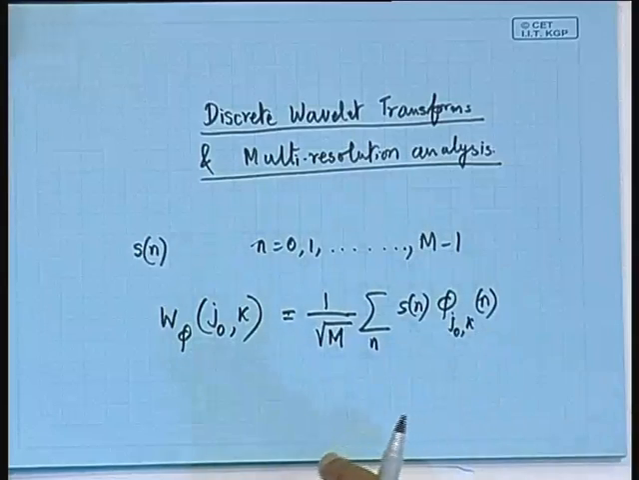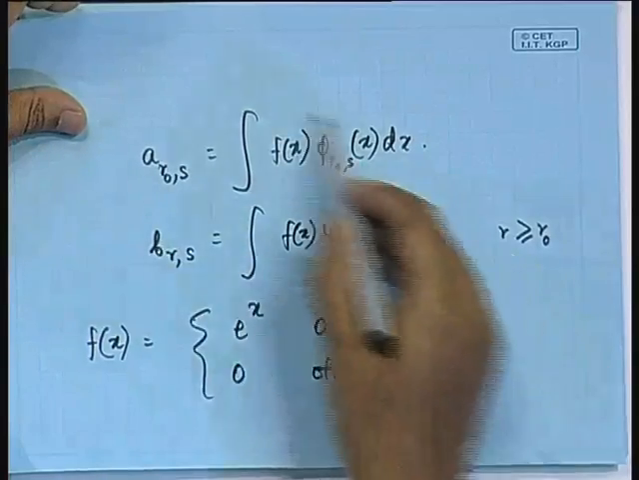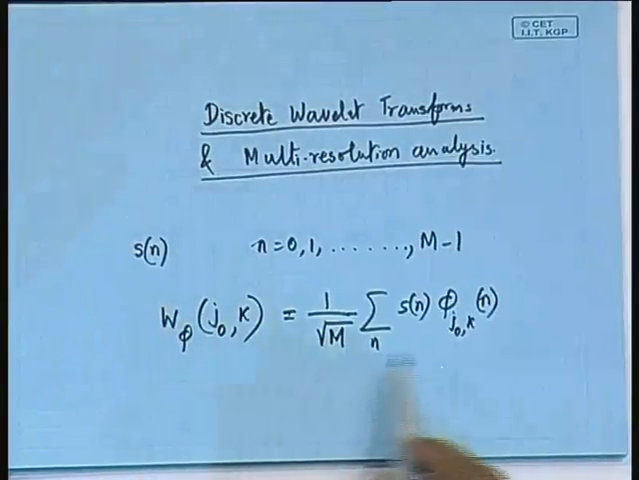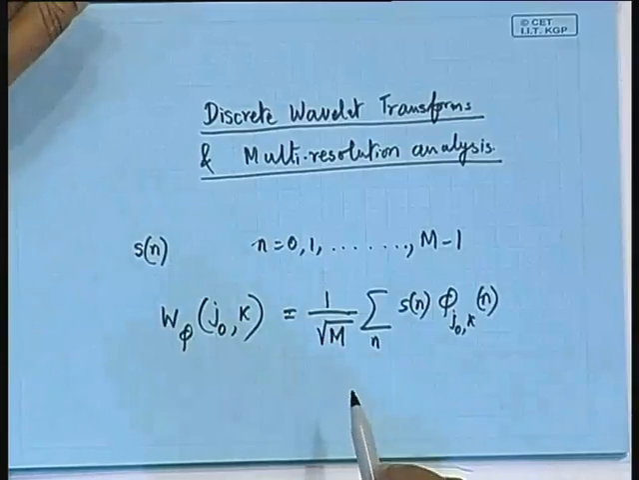Now, naturally the phi of x we cannot write any more. We have to compute the value of the scaling function and the wavelet function at those specific discrete points n is equal to 0, 1, 2, etc. So, this is the equivalent form. Whatever I wrote for A r 0 s as an integral expression, now I am writing the same thing W phi j 0 k as a summation expression.